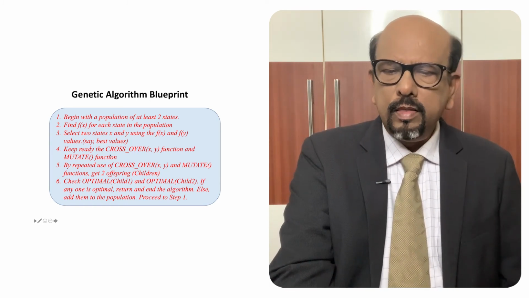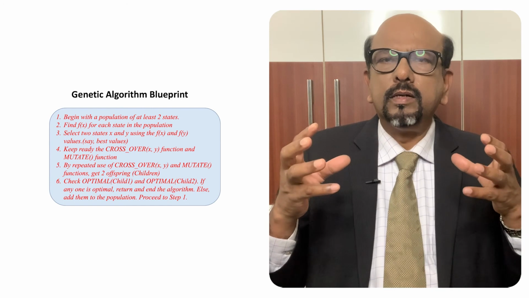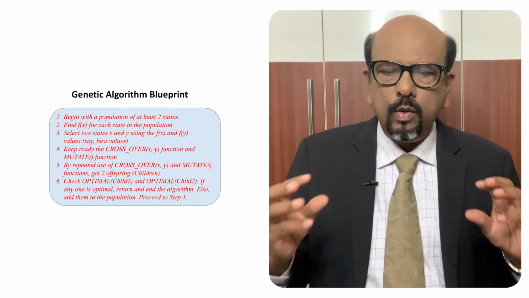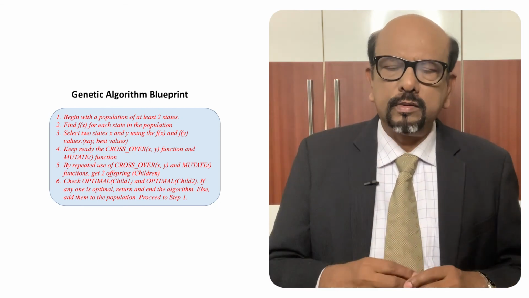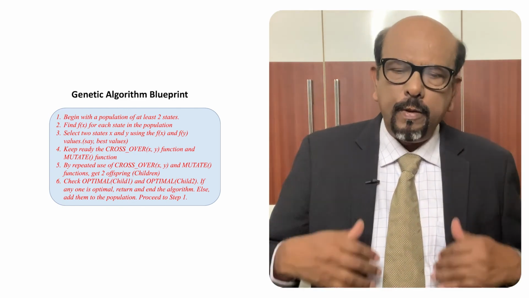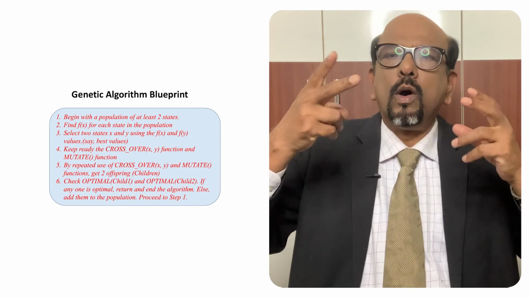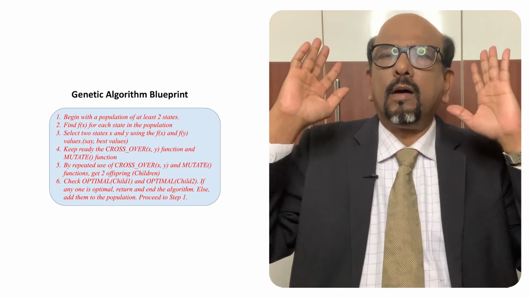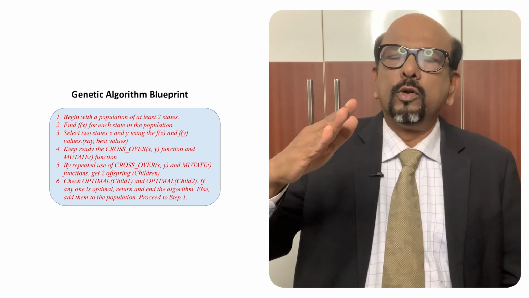Now keep ready the crossover function and mutate function. For each problem, we can develop methods for crossover and mutation. By repeated use of crossover and mutate, some combination of them, you come out with 2 offspring and add them to the population. Now you repeat the same thing: choose a father, choose a mother, mutate and crossover, get 2 offspring, put them into the population. If you continue doing that, at some point in time you will reach the optimal state, because genetically we are improving the fitness function value. So we will reach the optimal value. That is about genetic algorithms.